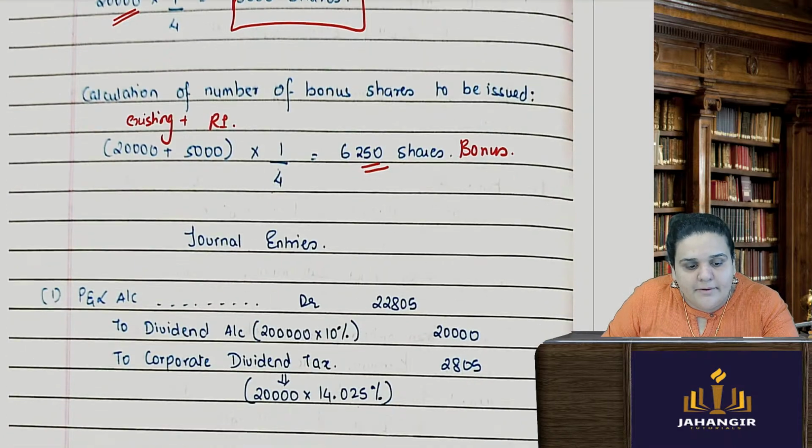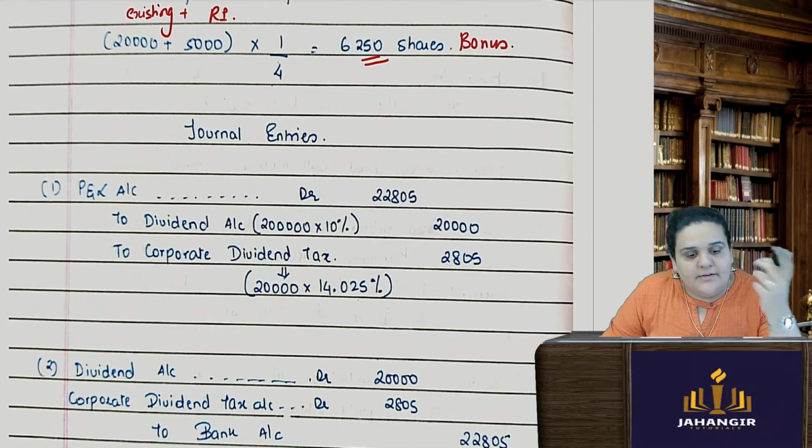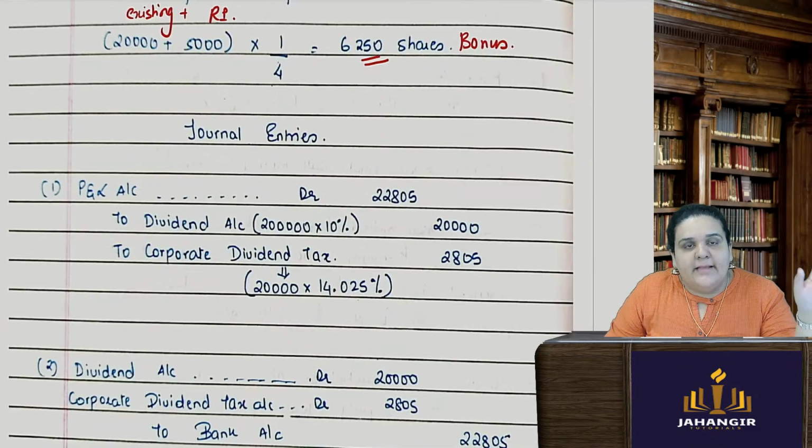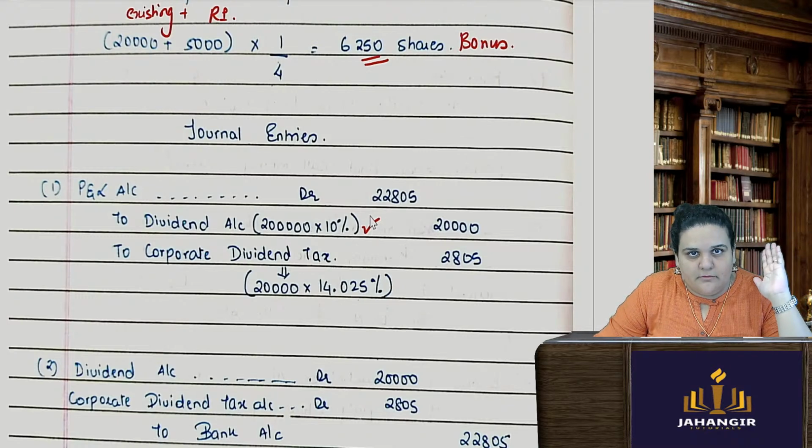Okay. Now coming to the journal entries. First I am paying the dividend. How much dividend are we paying? We are paying a dividend of 10%. 2 lakhs into 10%. Existing shareholders are getting the dividend, the first one. Okay. 2 lakhs into 10%.